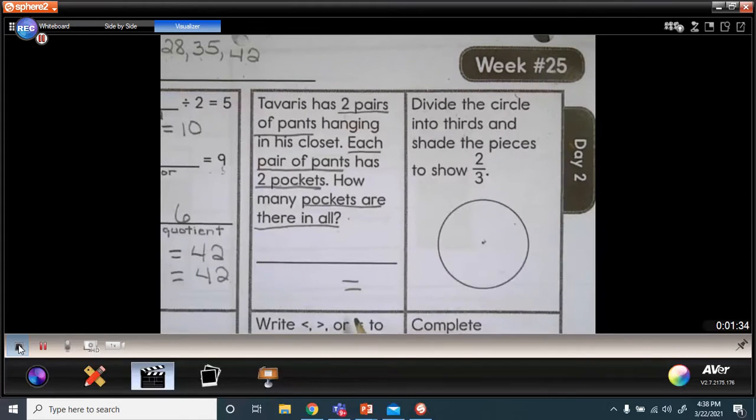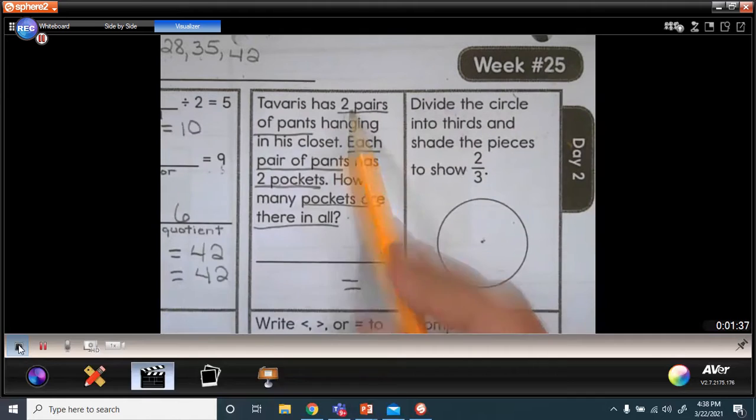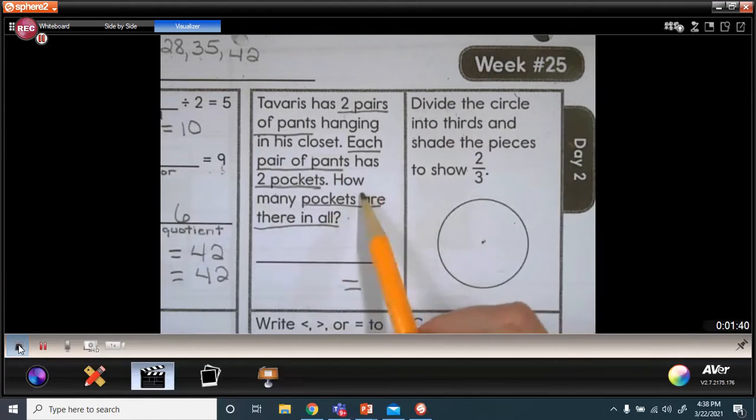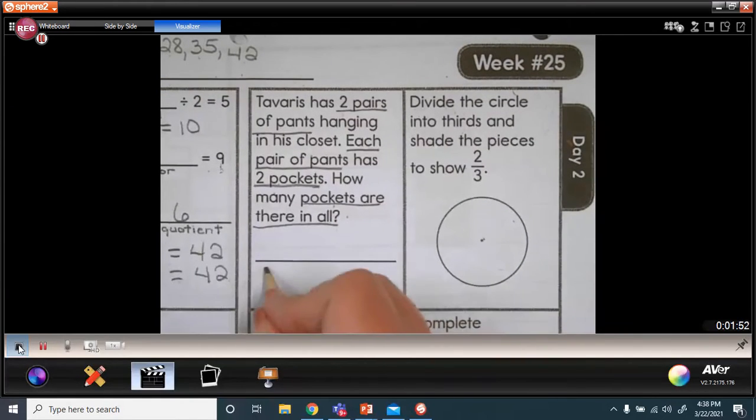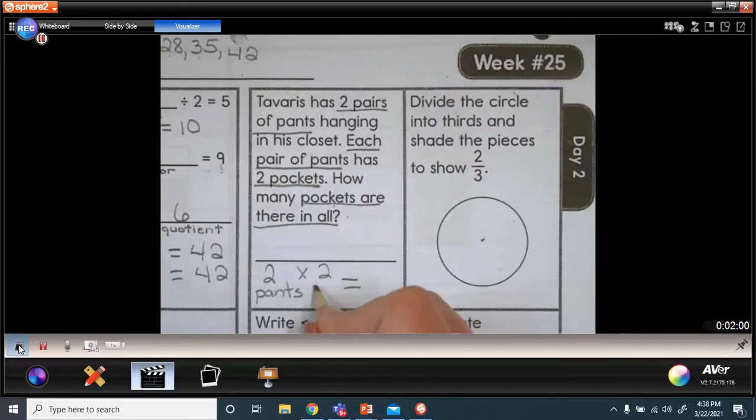Now, if we were adding 2 pairs of pants plus the 2 pockets, then the question would say, how many pockets and pairs of pants do we have? And that's not what they're asking us. They're asking us to find out how many pockets there are. So we know that this is going to be multiplication because the pants are considered the groups and the pockets are the number of objects in each group or on each pair of pants. So 2 pockets per pair, or each pair. That's what per means. Per means each.